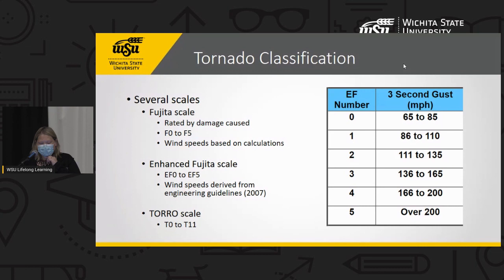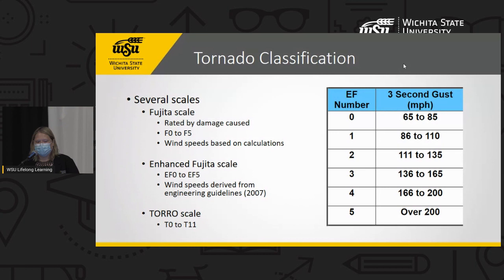Now, about 13 years ago, they updated this and they renamed it the enhanced Fujita scale, which is what's used today. So the EF numbers are the same. We still have 0 through 5, except they updated the gust miles per hour. So they're still based on calculations, but in addition to the calculations, they used engineering guidelines and some modeling. So they're a little more accurate than they used to be.